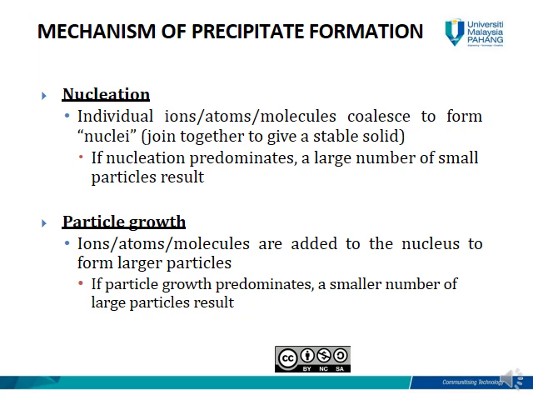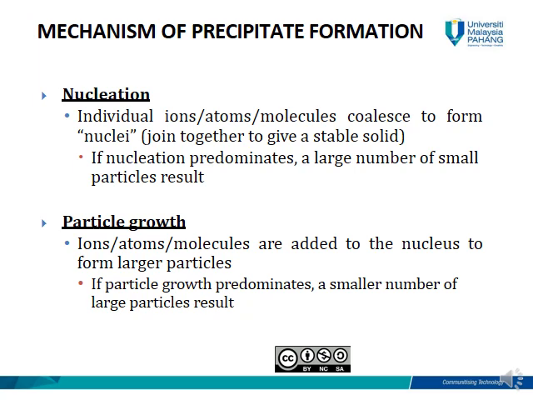So what is the mechanism of precipitate formation? Basically, it refers to nucleation. Nucleation refers to the basic components, individual ions and atoms, coming together to form a nuclei. What is a nuclei? A nuclei is something that consists of protons and neutrons. This is a very important point for you to understand nucleation.